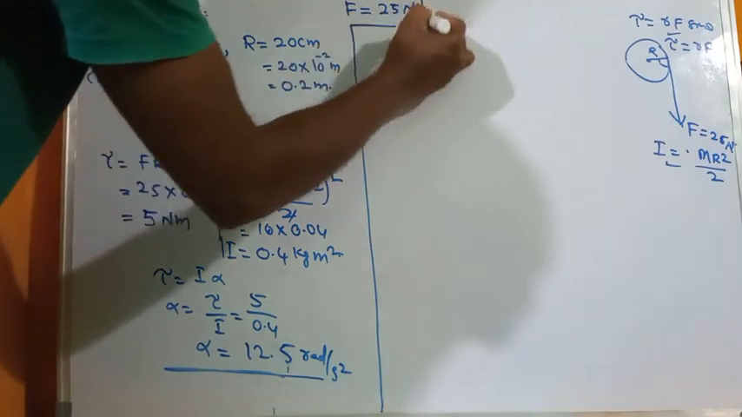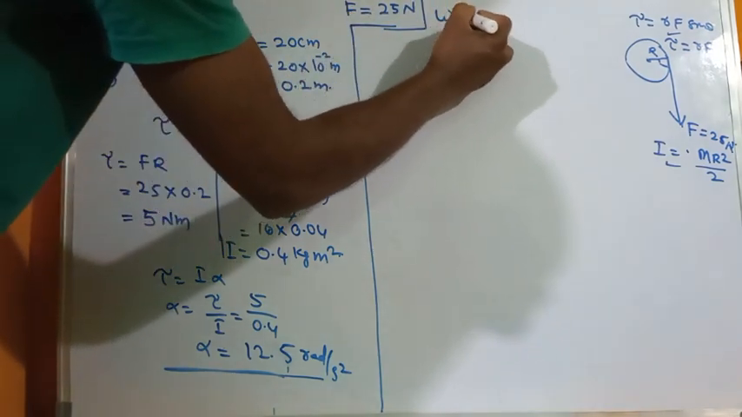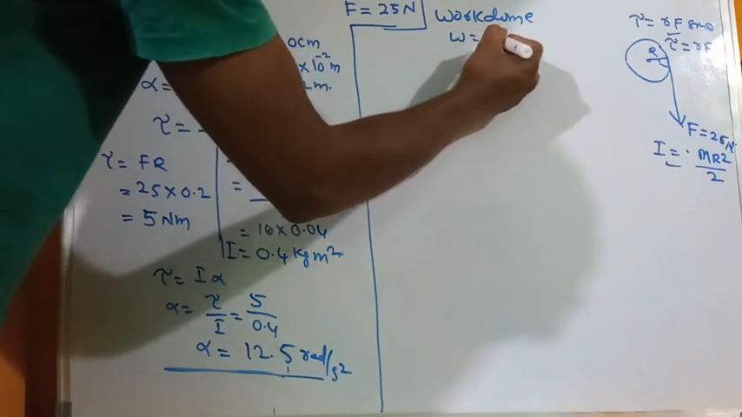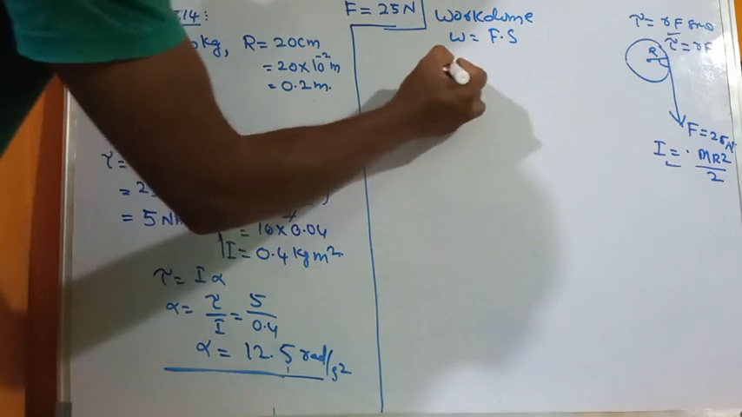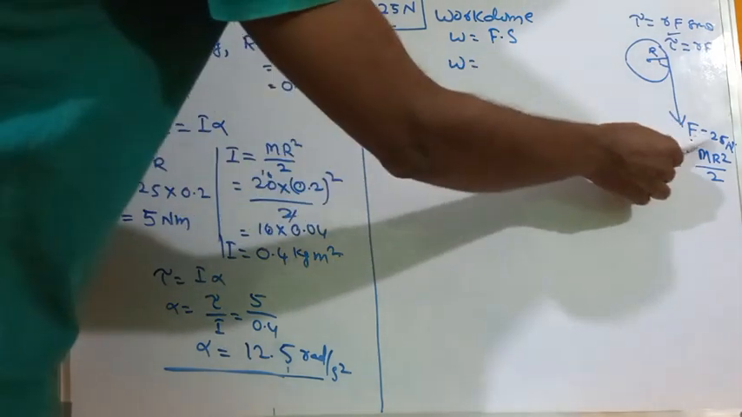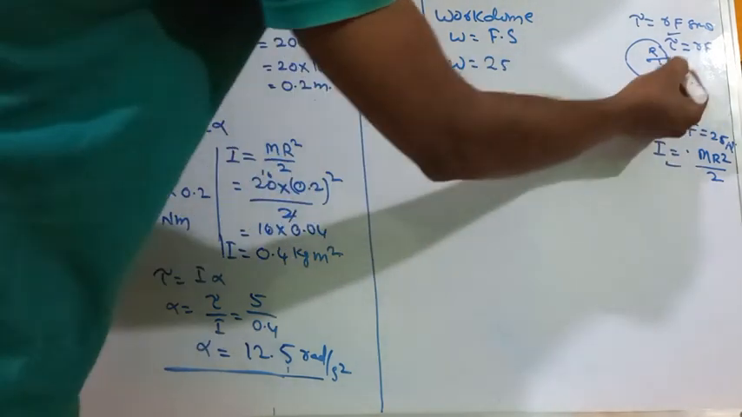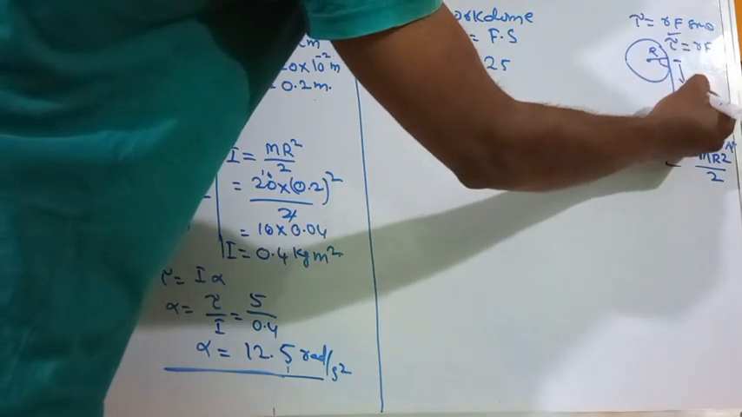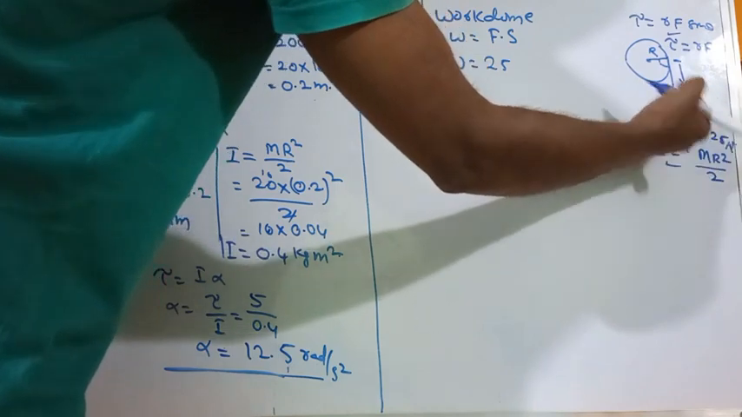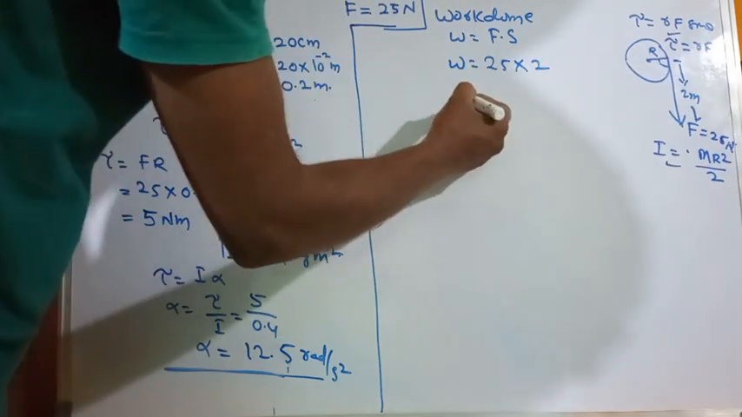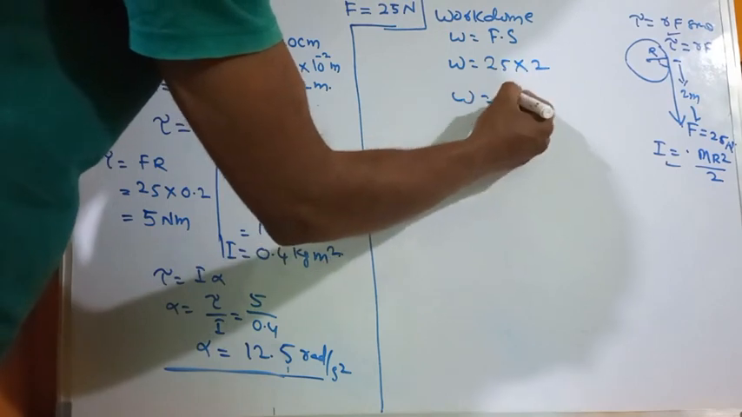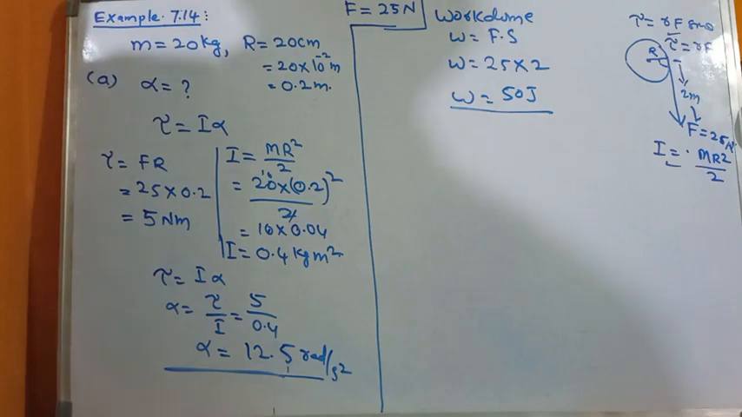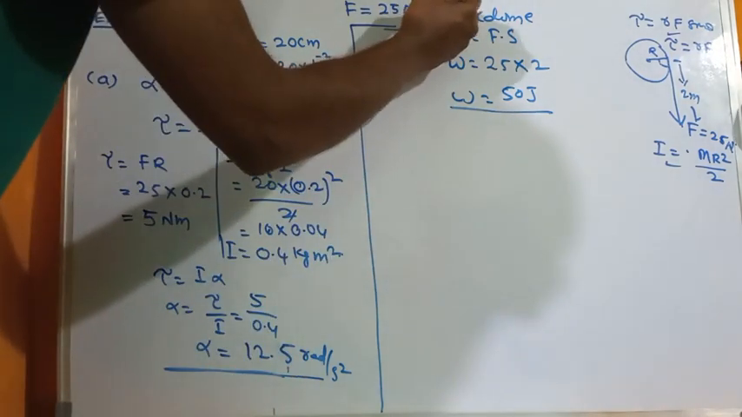Okay, so we all know that work done W is equal to F into S. So W is equal to F, 25 newtons, and after applying this 25 newtons, the thread is opening up to 2 meters of length. That is nothing but displacement. So it is equal to 25 into 2, that is 50 joules. This is the work done, and this is our question B.